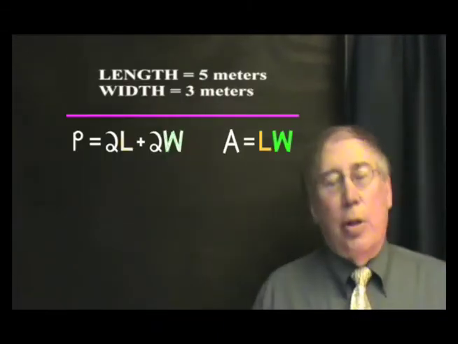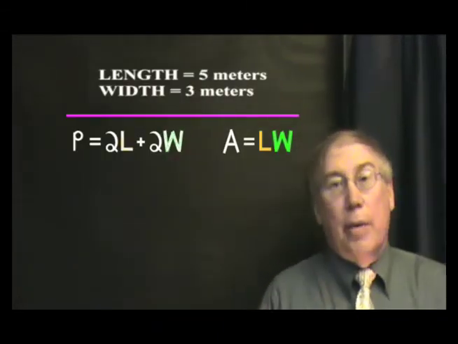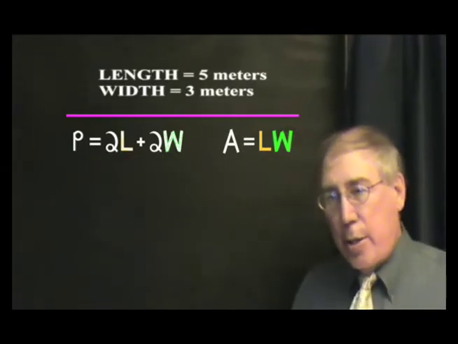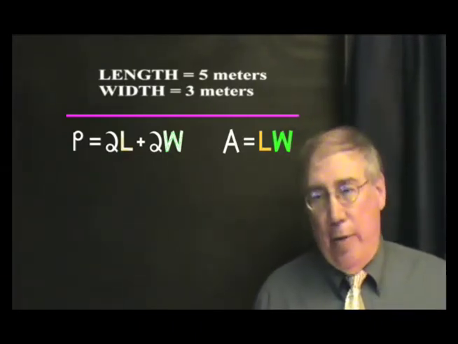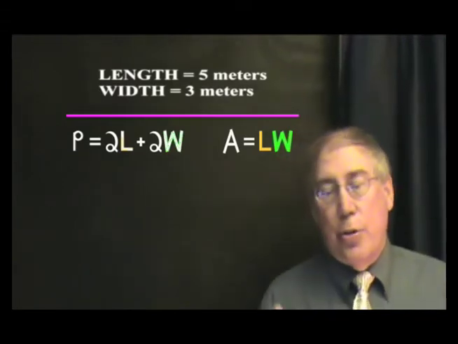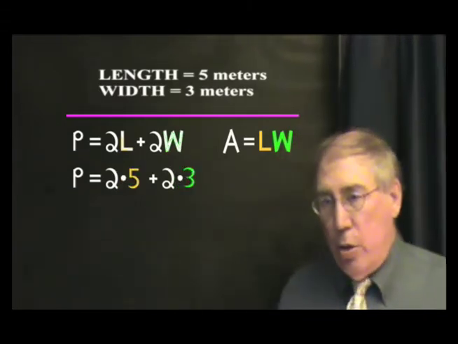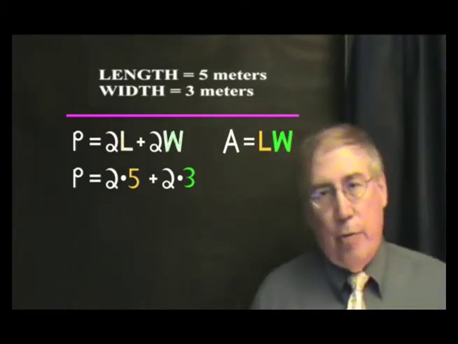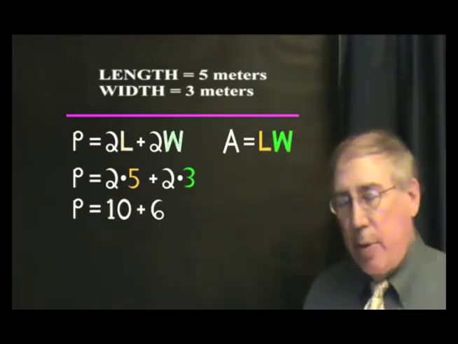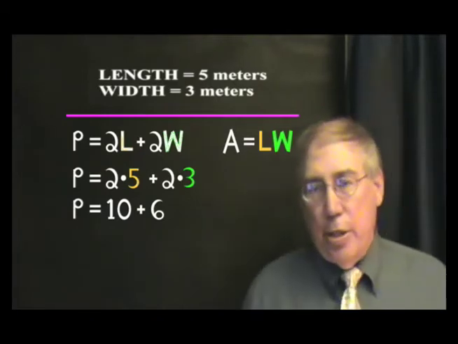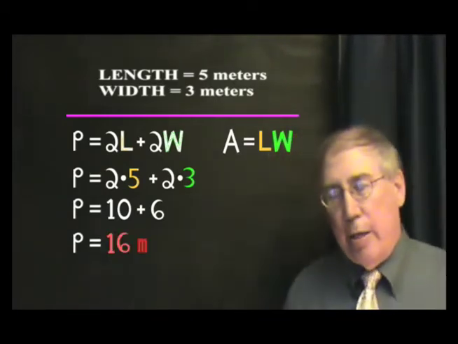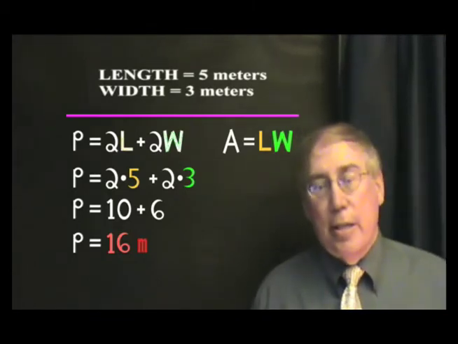Okay, so let's practice here, and let's say we're working with some rectangles of different sizes. In this case, we have a length equals 5 meters and the width equals 3 meters. So we'll substitute in 5 for L and 3 for W, and we work that down. We get P equals 10 plus 6, and so the perimeter of this particular rectangle is 16 meters.